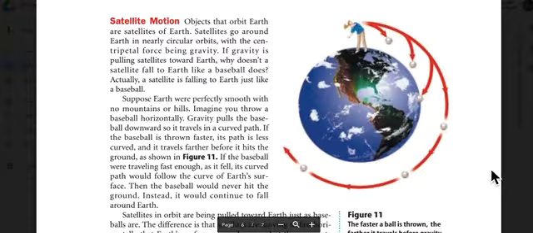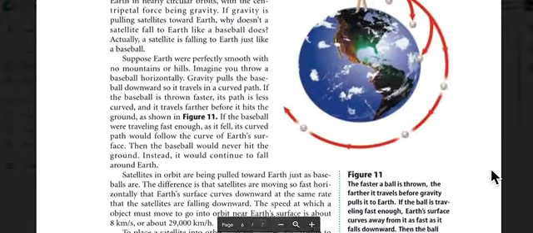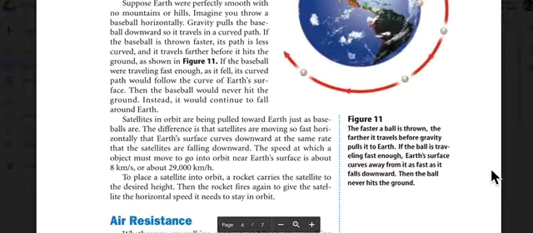If the baseball were traveling fast enough as it fell, its curved path would follow the curve of the Earth's surface. Then the baseball would never hit the ground. Instead, it would continue to fall around the Earth. Satellites in orbit are being pulled to Earth just as baseballs are.